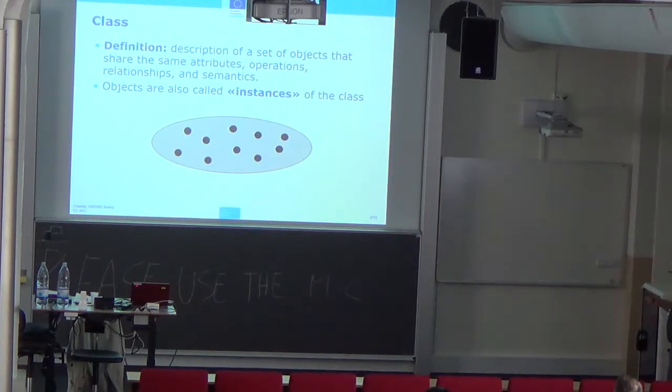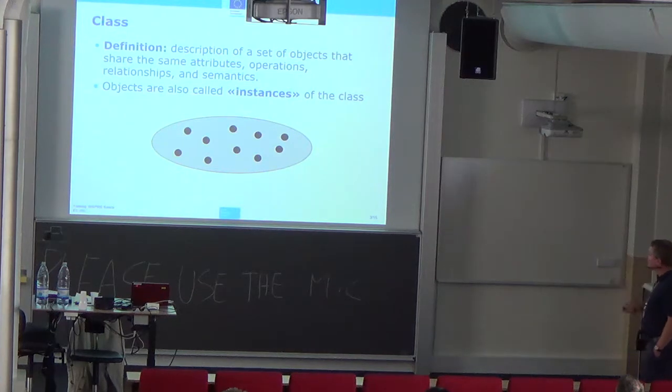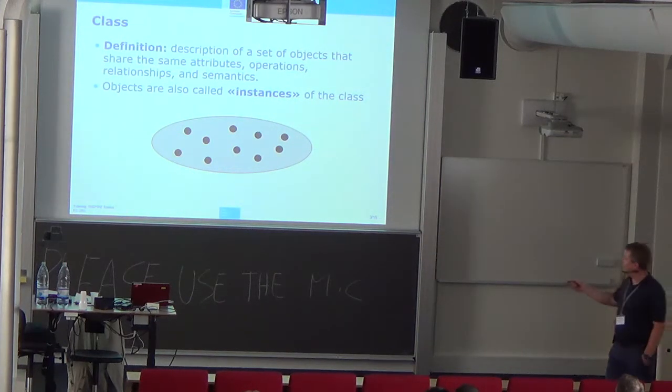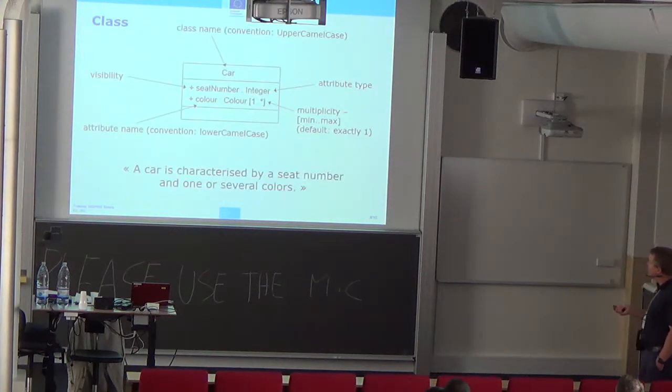So maybe first some definitions. We are starting with classes. It's also coming from the object-oriented programming way of thinking. What is a class? The definition says it's a description of a set of objects that share the same attributes, operations, relationships, and semantics. Objects are also called instances of the class. So we can imagine that this is one class, and we have different objects inside, but they are all sharing the same attributes, operations, relationships, and semantics.